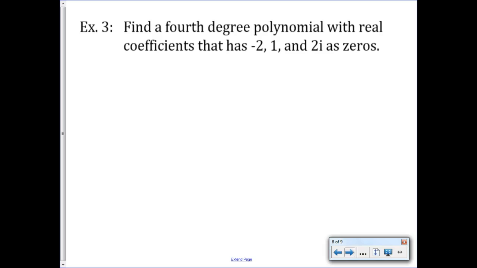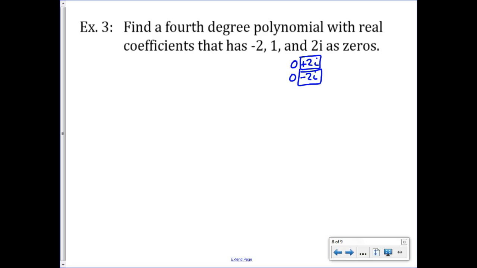So this is really like 0 plus 2i. So then we also need 0 minus 2i, or just negative 2i. And then we have positive 2i. Those are our two complex zeros.